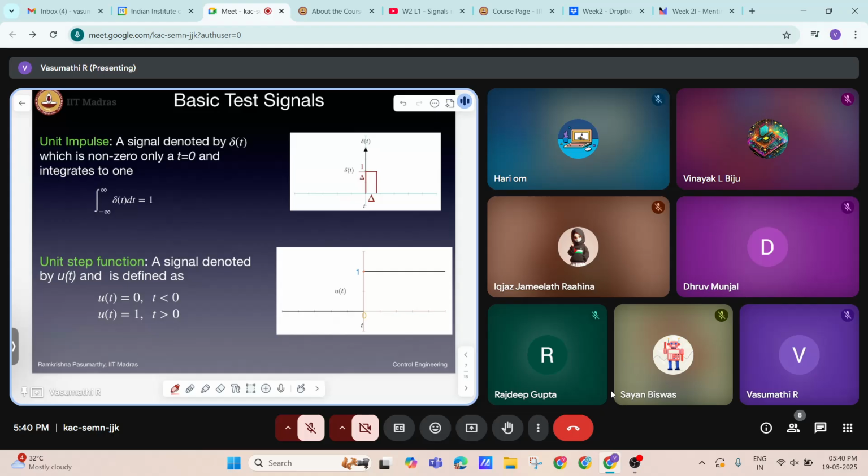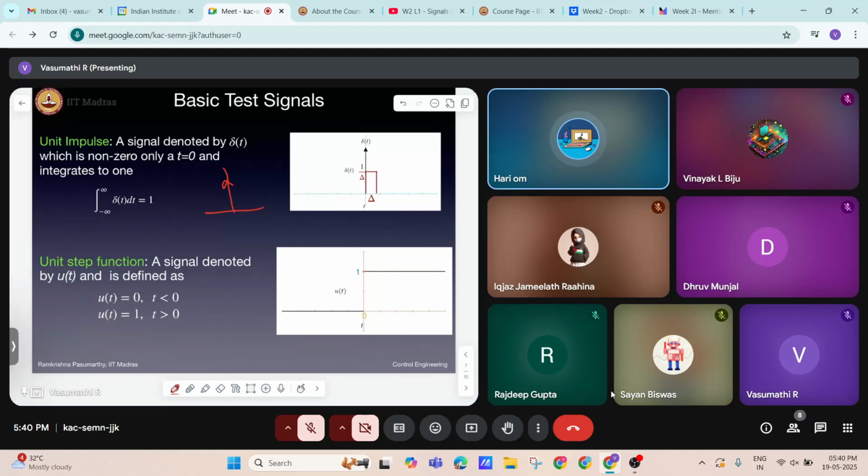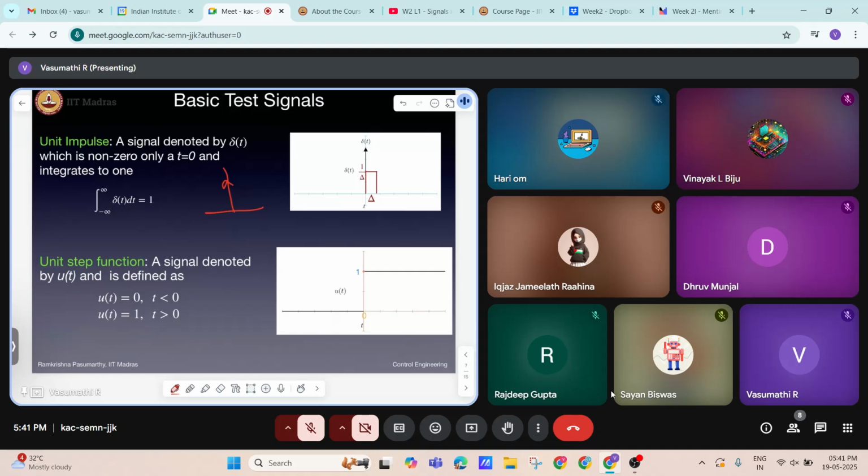Whenever there is a term called unit, you would assume that the magnitude will always be 1. Impulse signal. Can you give an example for an impulse signal, if you already know? A real life example. It need not be unit, but any impulse signal. Push button, yeah, that could be a good answer.